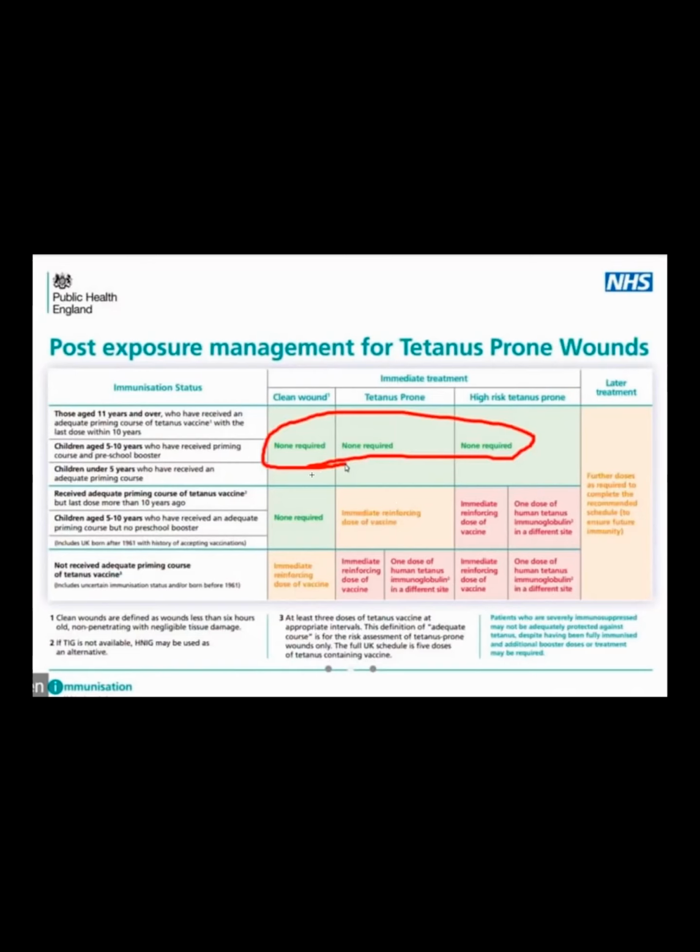So remember, the patient may have a clean wound, tetanus prone wound, or high risk wound. These are the 3 types of wound. Some immunization status you should also know. What are the immunization statuses? That the patient has already received all the preschool tetanus vaccines. There are 5 vaccines, right? 5 vaccines.